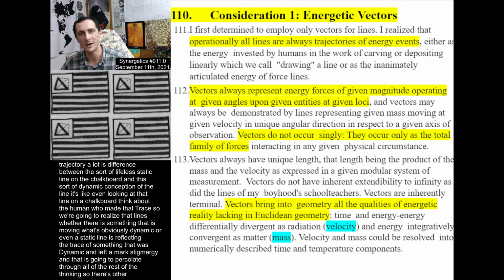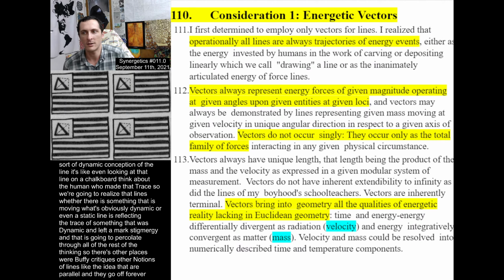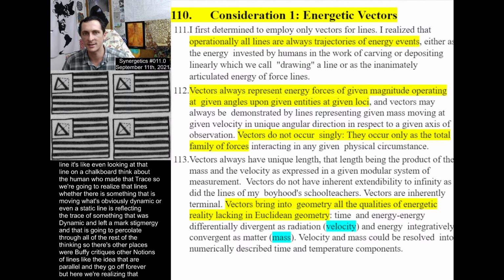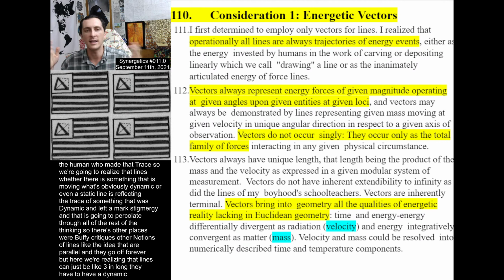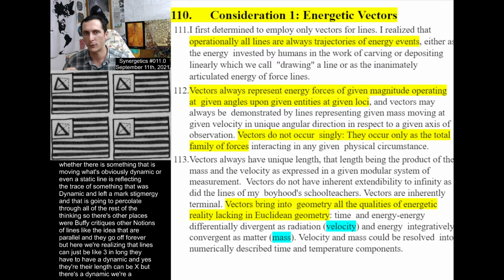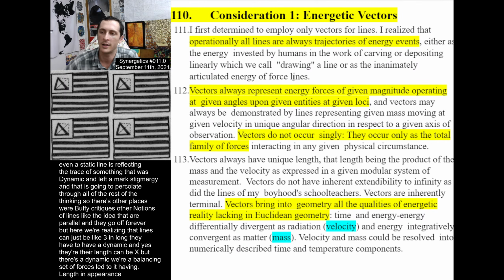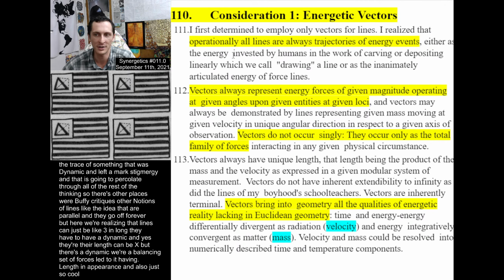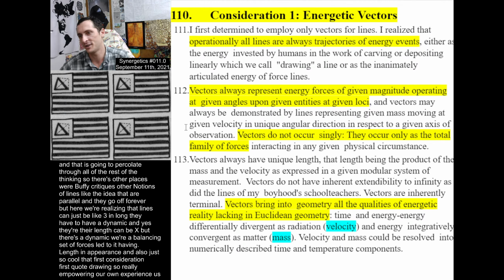So there's other places where Bucky critiques other notions of lines, like the idea that they're parallel and they go off forever. But here, we're realizing that lines can't just be like 3 inches long. They have to have a dynamic. And yes, their length can be X, but there's a dynamic where a balancing set of forces led to it having that length in appearance. And also, it's just so cool that first consideration, first quote, drawing. So really empowering our own experience, us scribbling on the page.